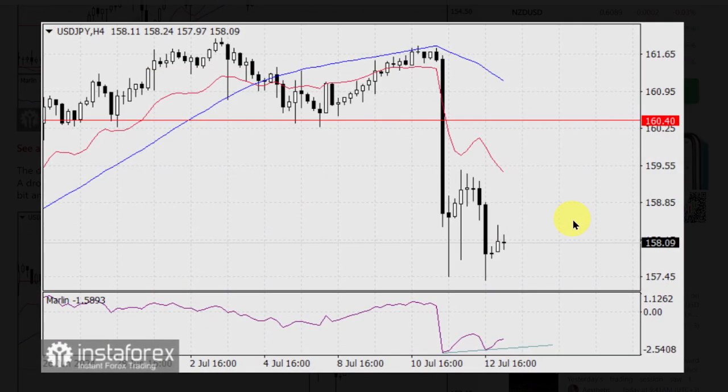The price and the oscillator have formed a convergence on the 4-hour chart. This is likely the technical reason for today's consolidation, especially since it's a national holiday in Japan. If the price breaks Friday's low of 157.39, it will fuel the bears to move towards the target level of 155.75.